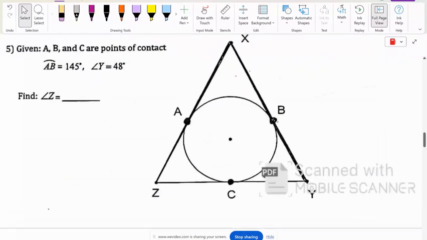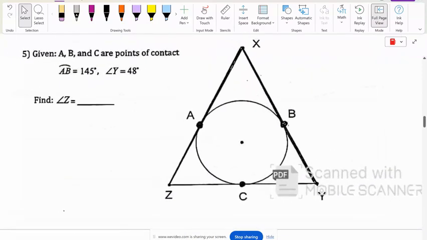All right, number 5. So here it's telling us arc AB is 145 degrees, angle Y is 48 degrees. I want to find angle Z. So I'm going to look at angle Z. Here's our circle. Do we all agree angle Z is an outside angle? Even more than that, do we agree that angle Z is a tangent-tangent angle? Meaning this angle and this arc add up to 180.